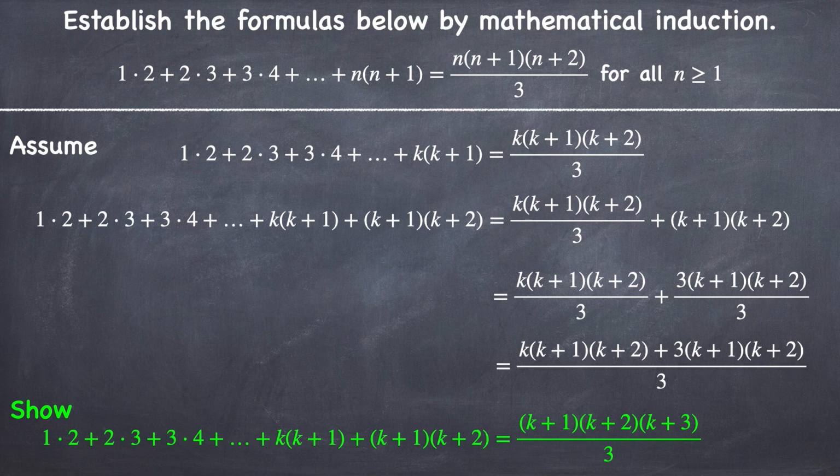And here we can see there's actually just really one last step, which is I can actually factor out a k plus 3, and then I'll get the right-hand side of what's in green there.